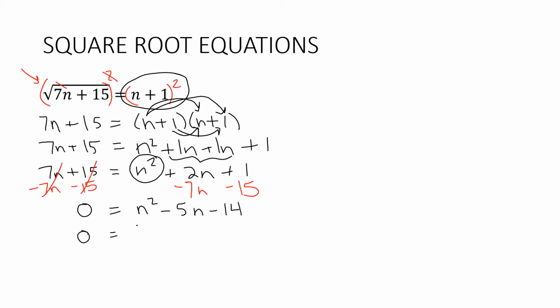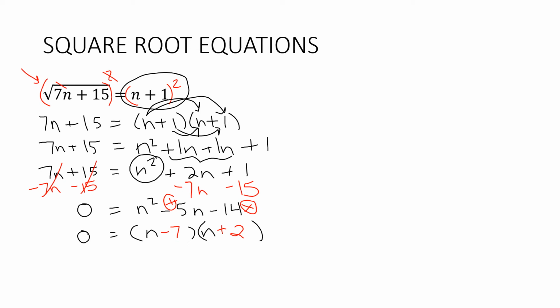So factoring, I know I'm looking at an n times n to get that n squared. And then I'm thinking about what multiplies to negative 14 and adds up to negative 5. What multiplies to negative 14 and adds up to negative 5? That would be negative 7 and positive 2. Negative 7 plus 2 is negative 5, and negative 7 times 2 is negative 14.